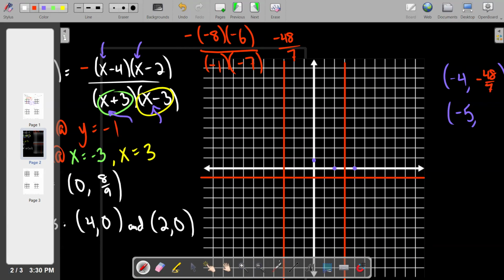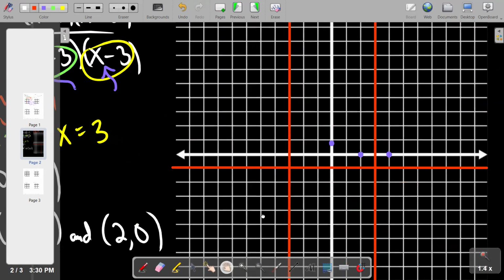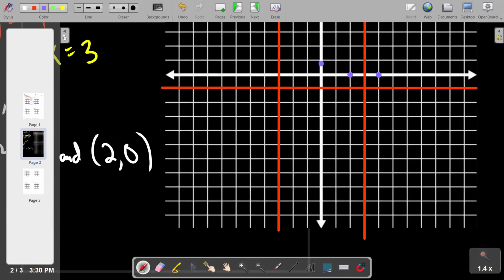So when I go to graph it, I'm going to go left 4 and I'm going to go down about 7. So 1, 2, 3, 4, 1, 2, 3, 4, 5, 6, and almost 7. So right about there.